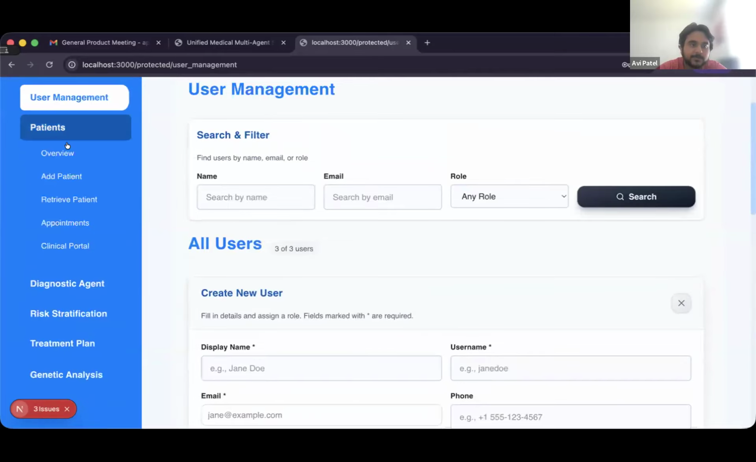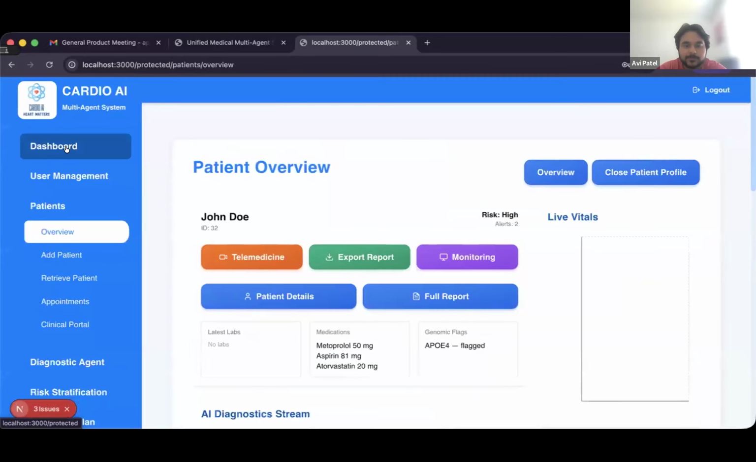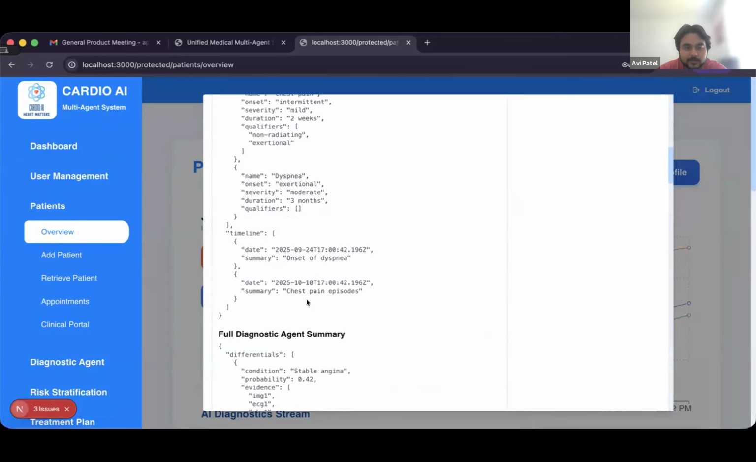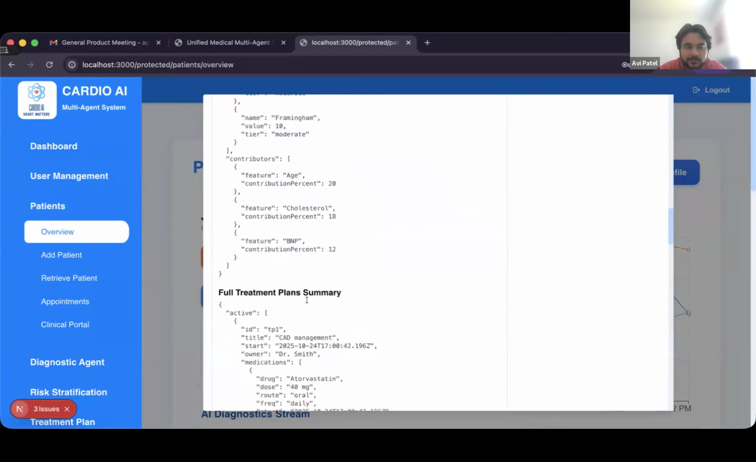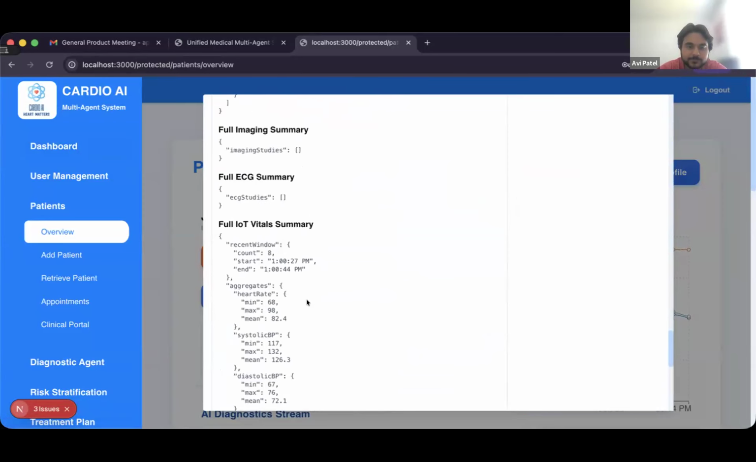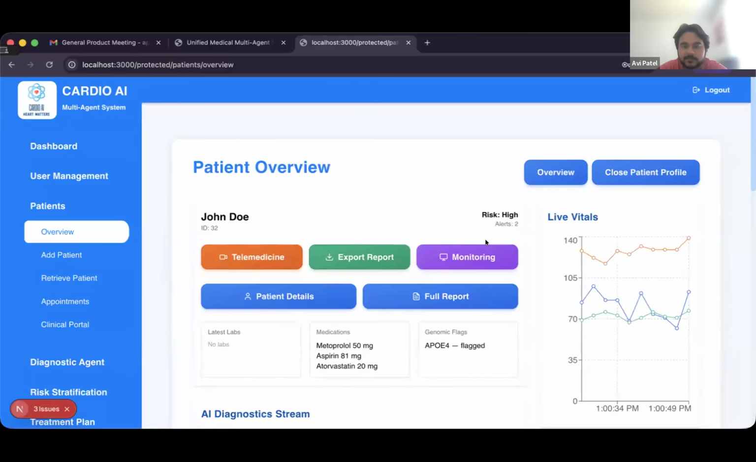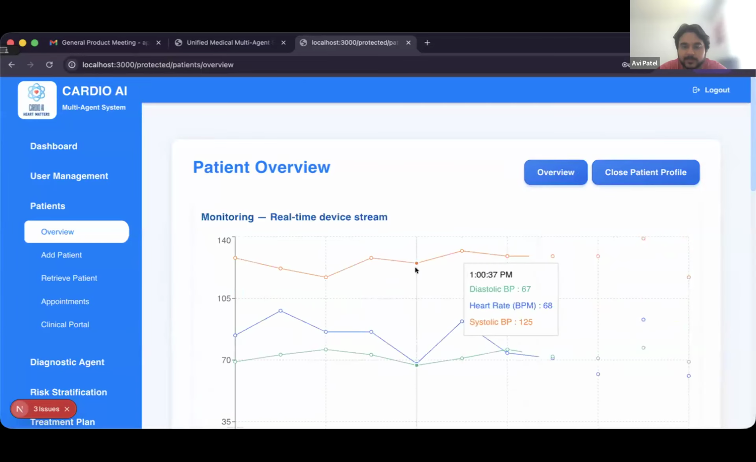Next, we can move on to the patient profile overview. In here, you'll be able to get access to patient details, their live vitals, their monitoring, and the full report of a specific patient. Here we have a patient, John Doe. We have his full report. In that full report, you'll be able to see their EHR summary, their symptom analysis reports, diagnostic summaries, risk stratification, etc. And we can also see the live monitoring vitals of that specific patient.